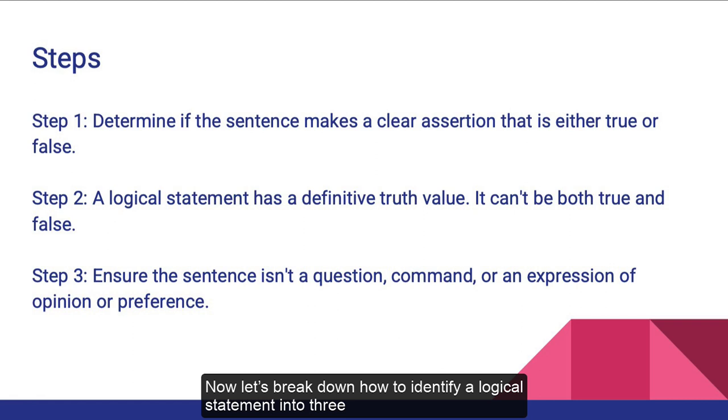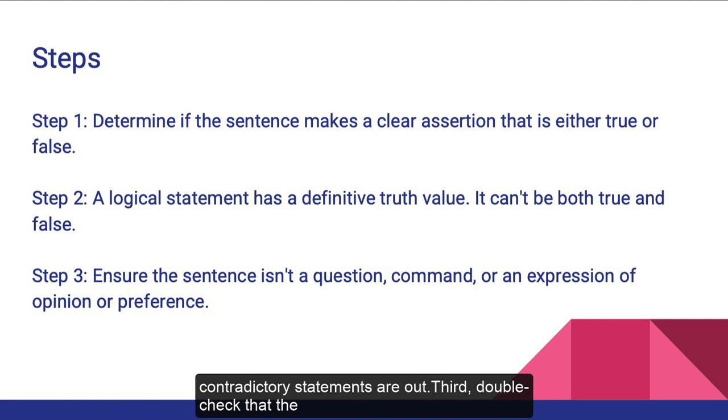Now let's break down how to identify a logical statement into 3 simple steps. First, ask yourself if the sentence makes a clear assertion that can be determined as either true or false. For example, "The Earth revolves around the sun" is a clear assertion that is true. Second, make sure the statement has a definitive truth value. That means it can't be both true and false at the same time. So, ambiguous or contradictory statements are out.